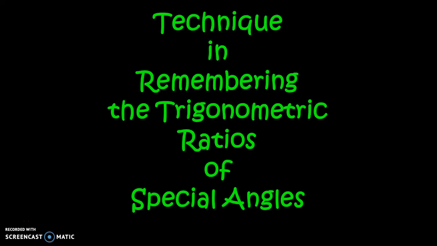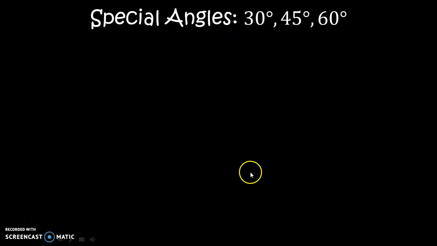Hello students. So for this day, I will be discussing to you a technique in remembering the trigonometric ratios of special angles. This will enable you to memorize or master immediately the trigonometric ratios of special angles. So special angles are 30 degrees, 45 degrees, and 60 degrees. They are what we call the special angles. And we try to find their trigonometric ratios using a technique that I am going to discuss to you.